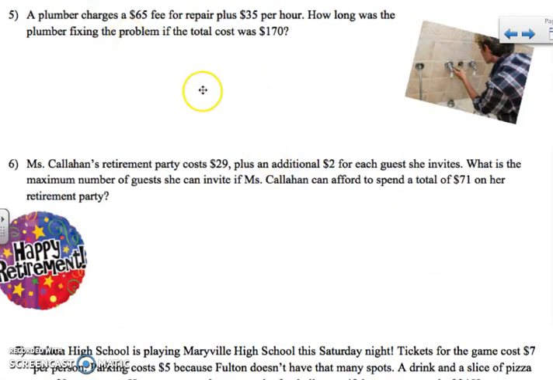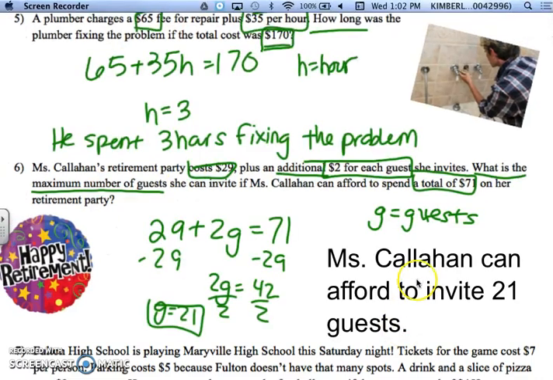On the back, y'all can try number 5 and number 6 on your own, and then I will go over the answer in a second. So press pause and try 5 and 6. So here's my work for number 5 and 6. So on 5, you should have said H was hours because they wanted to ask how long, and they were going by hours. 350 goes next to your H. That 650 was a one-time fee. Total was 170. I subtracted 65 on both sides and divided by 35 and got 3. So a good sentence would be, he spent 3 hours fixing the problem.